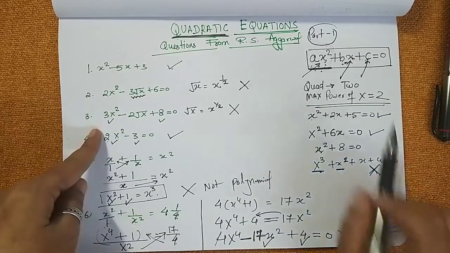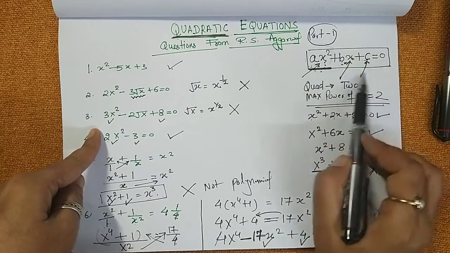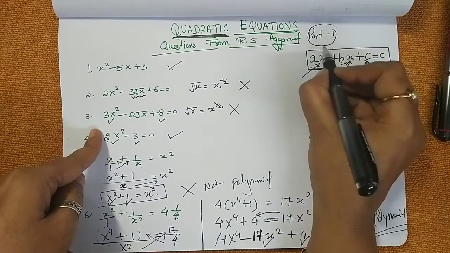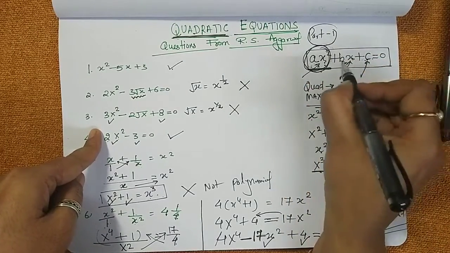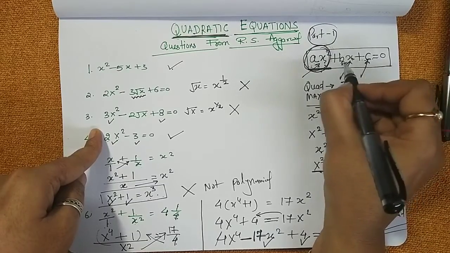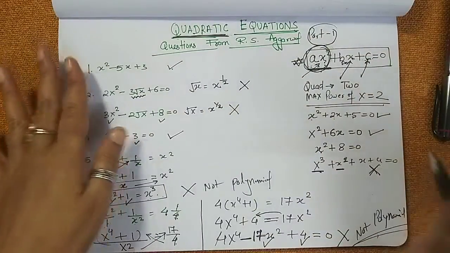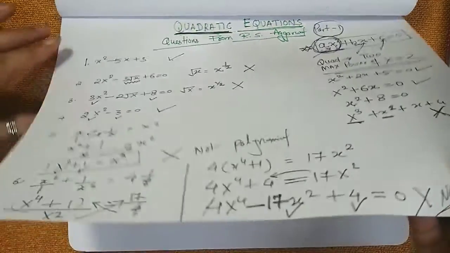For an expression to be a polynomial, these three should be there. Out of these, this is the star term. The other two may be present or may not be present. So this is the star term. Apart from these three, nothing should be there. I hope you got it. Let's do one more question.